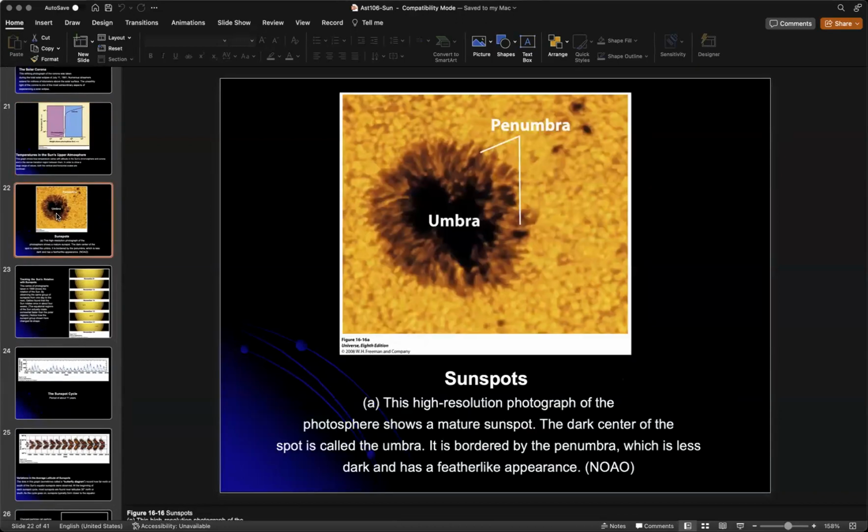Here is a close-up shot of the sunspot. Sunspot has these properties. It has a darker region called umbra and a lighter region called penumbra, and the penumbra has this feather-like appearance. Also, sunspots tend to occur in pairs.